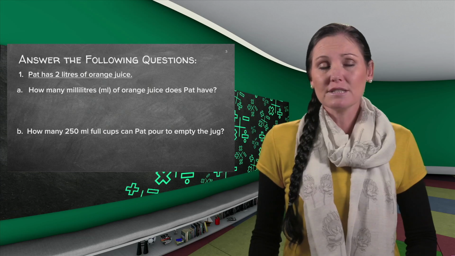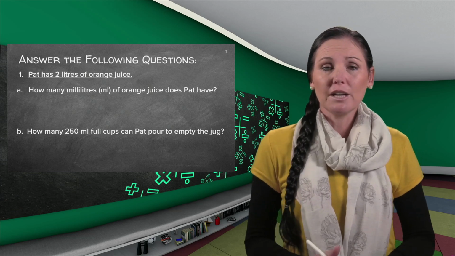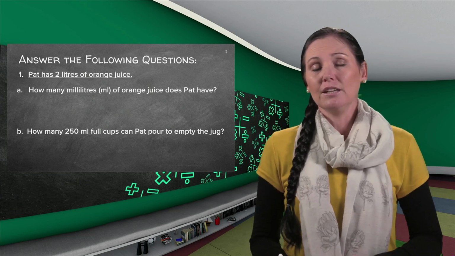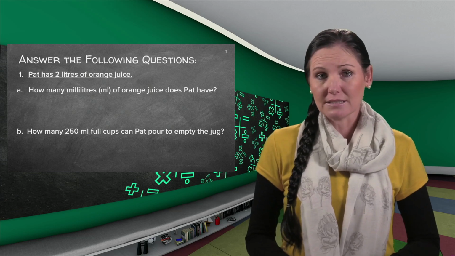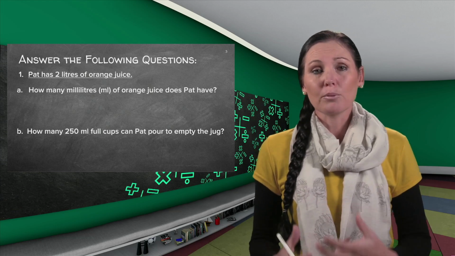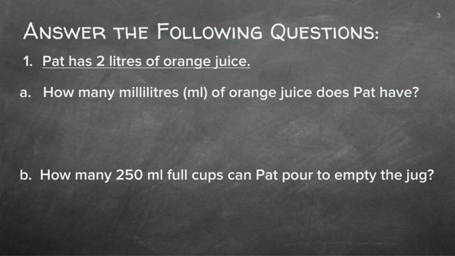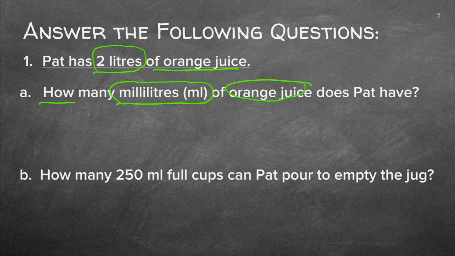Remember, there are 3 steps to follow. The first one is write your number sentence, then you do your calculation, and then you have to write the answer in a sentence because we are busy with problem solving. So here they are giving you, Pat has 2 liters of orange juice. So 2 liters is very important for me. So how many milliliters of orange juice does Pat have?